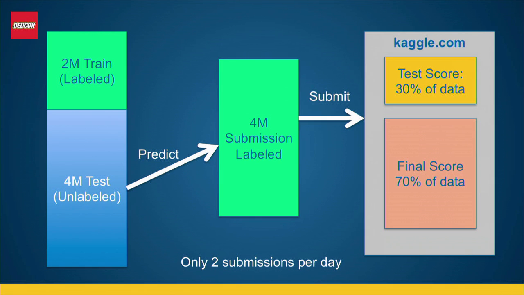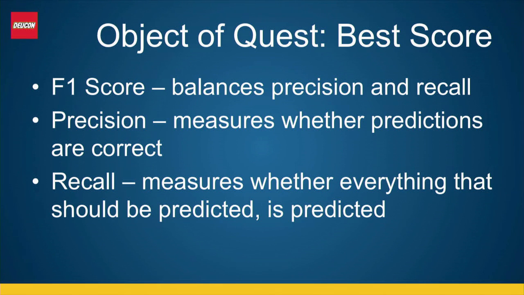And then the other trick is they limit you to 2 submissions per day, so you can't really learn which 30% they're scoring on and over-optimize or overtrain to that. So that's to keep you from training too much on the initial test score. So you want an algorithm that's going to generalize, that applies to data that you really haven't seen before. As I mentioned, the object of the quest is to get the best score.